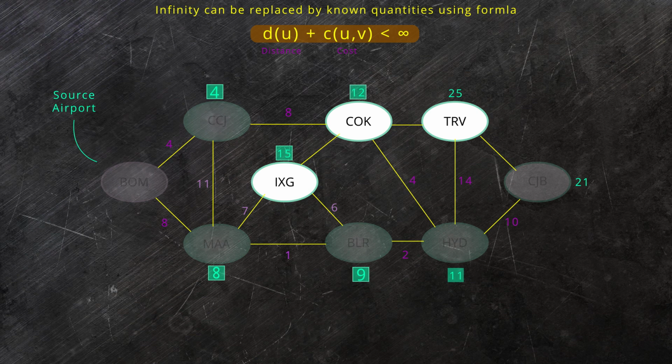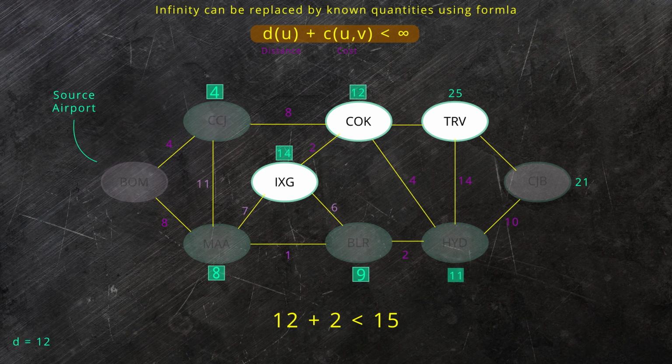Now distance of U plus cost of U to V should be less than distance of V. So let's see, distance of U is 12 and the cost of U to V is 2. So 12 plus 2, that is 14. So 14 is less than 50. So we'll update that. It will be updated to 14.